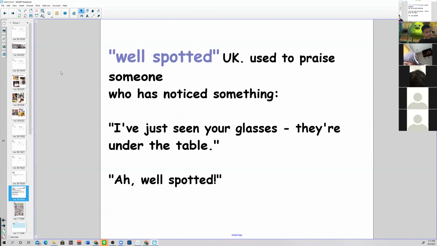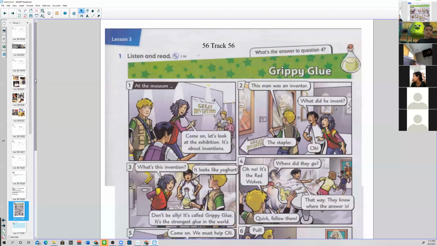Okay, the next one is called well spotted. Well spotted is the UK phrase when you want to praise someone for their good eyes, that they have noticed something that you're looking for. For example, if you lost your eyeglasses and your friend says, oh, I've seen your glasses, they're under the table, you can say, ah, well spotted, thank you. That's what it is.